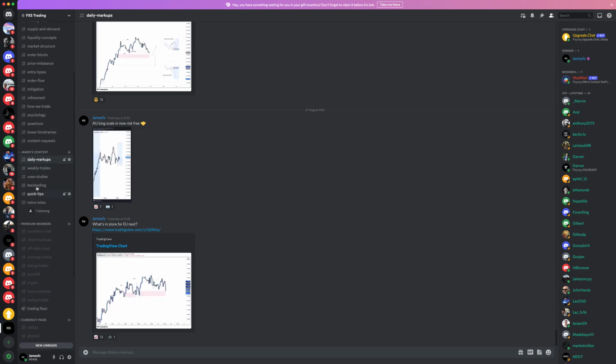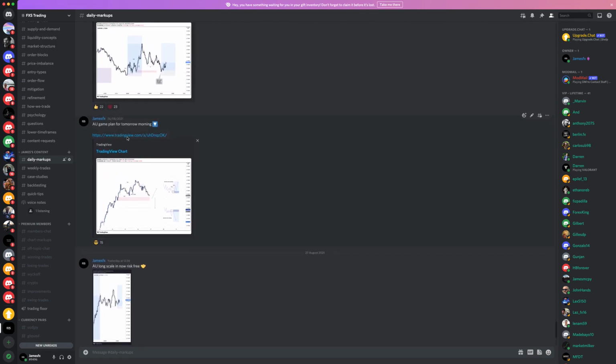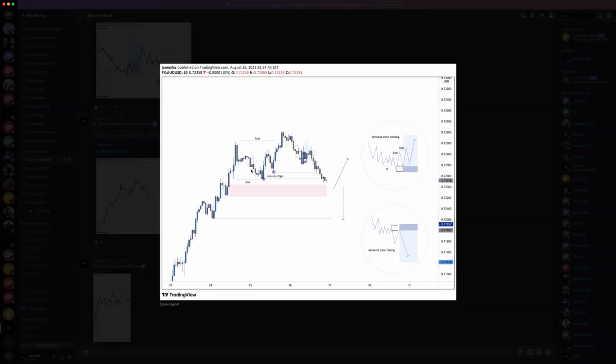So in my section here, daily markups, we had this that I put in, game plan for tomorrow morning. You can see SOE, so a sweep of equals. Below that happens to be this demand zone that actually caused this whole break of structure into the new higher high. It started from down here, and we had a play on liquidity. We tapped in, and this is what I was looking for. So once price came in, that's what I was looking for, reaction. And then we have this diagram here.